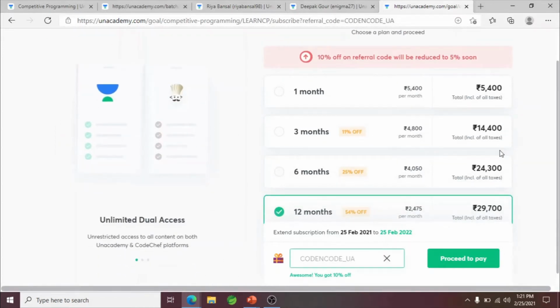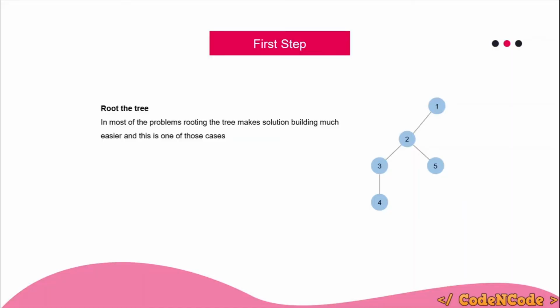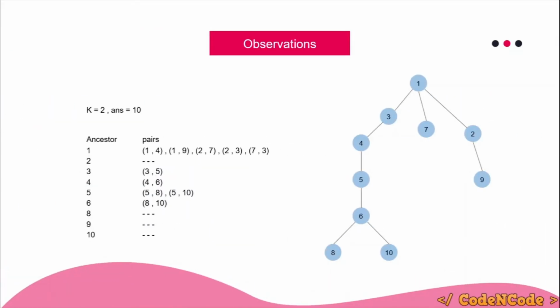So let's get back to our lecture. Let's take an example and see some of the observations from there. For example, suppose this is the input tree and k is equal to 2.